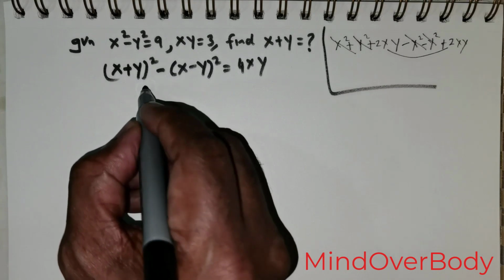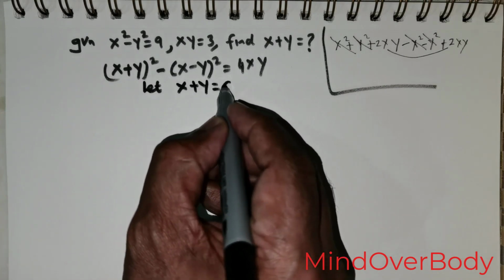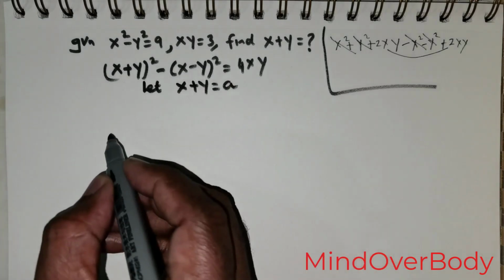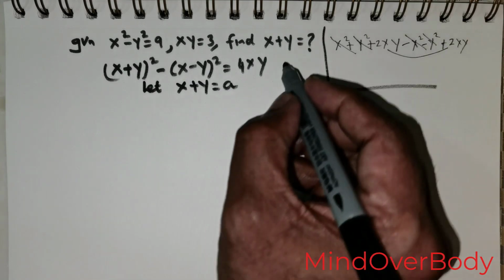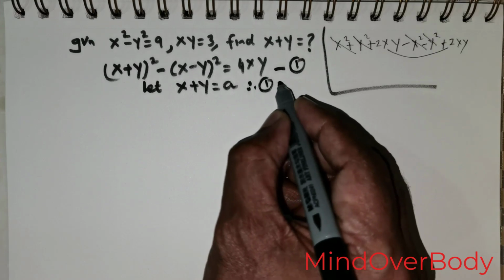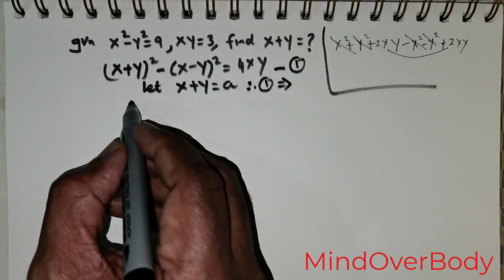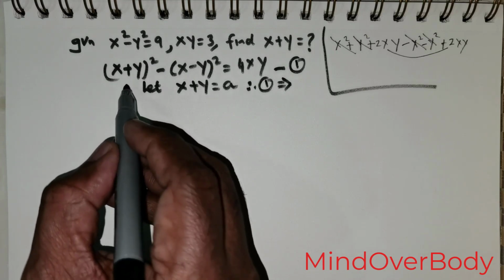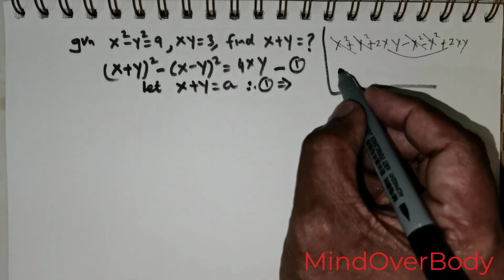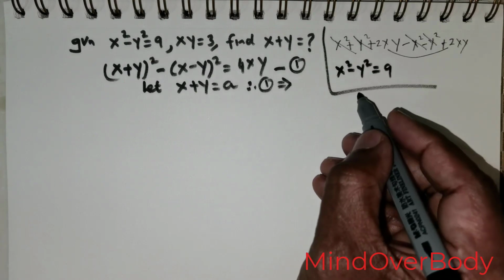Now what I wish to do is let x + y be equal to some a. I'm taking this in order to solve the system. So if I take this as 1, I can rewrite 1 by substituting the value a in place of x + y. Before I do that, I would also like to use x² − y² = 9. This has been given, right?